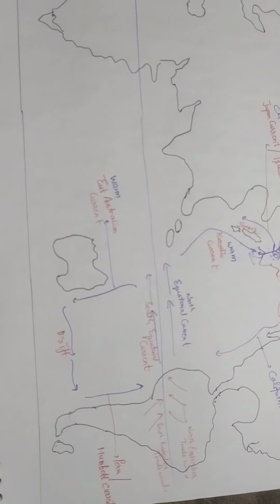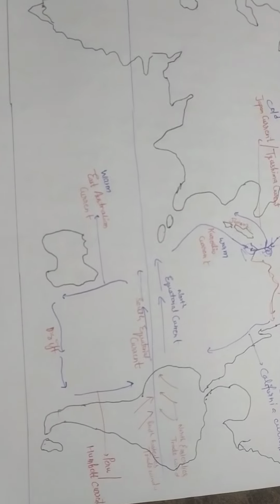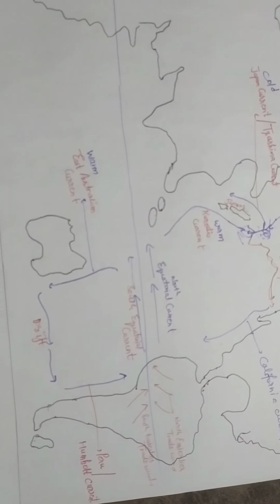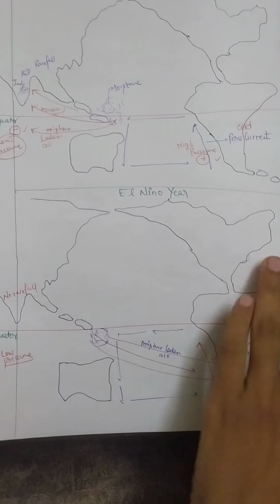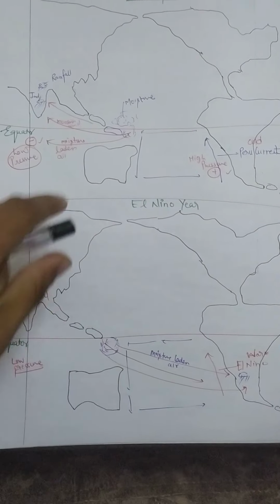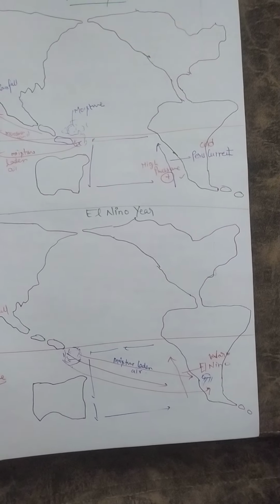So, and now we will look at a clearer map of the Pacific Ocean to understand the El Nino phenomenon. Now, this is two world maps with the Pacific Ocean in the center.